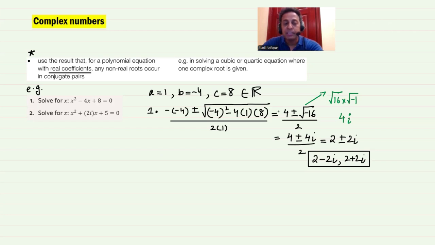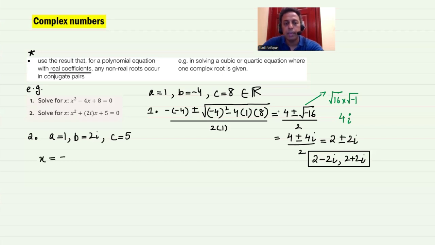For investigating this idea on purpose, I have taken a second example where one of the coefficients is not real. Can you notice which one that is? Look at this one. My B value is not a real number. A is positive 1, B is 2 iota, which is an imaginary number, and C is positive 5. Let's try to solve it and investigate what kind of solutions we will get.